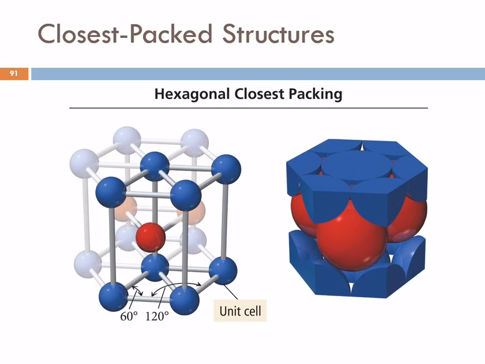So when we look at this structure, the only way we can get a unit cell is by going with a hexagon. And so we've got angles here of 120 degrees and of 60 degrees, etc. If you take this and repeat it over and over again, you'll get the hexagonal closest pack.